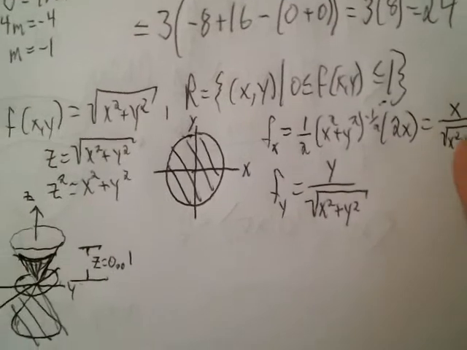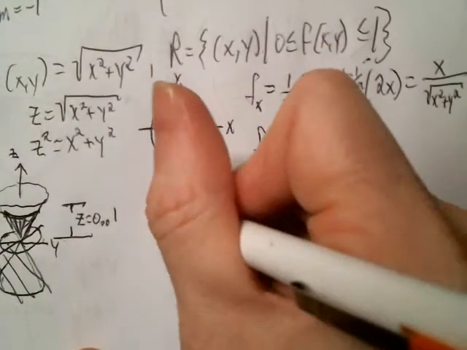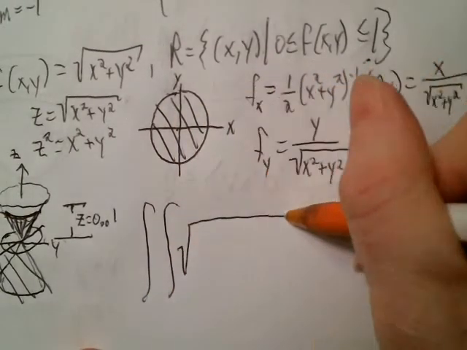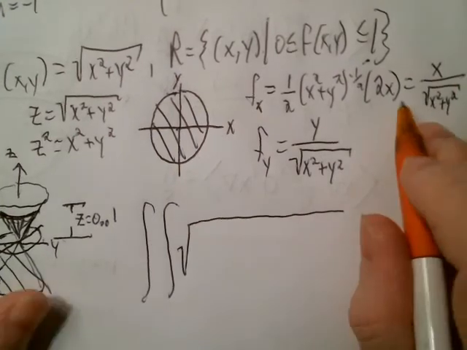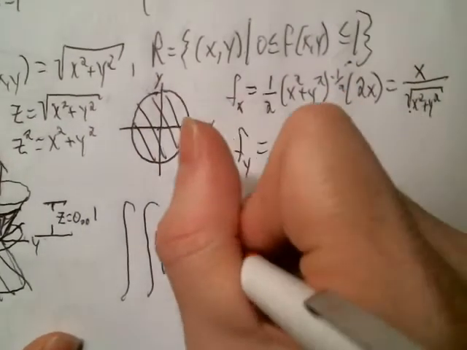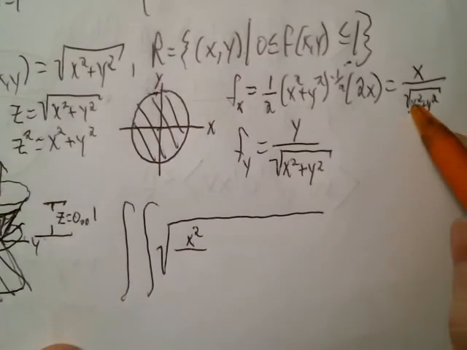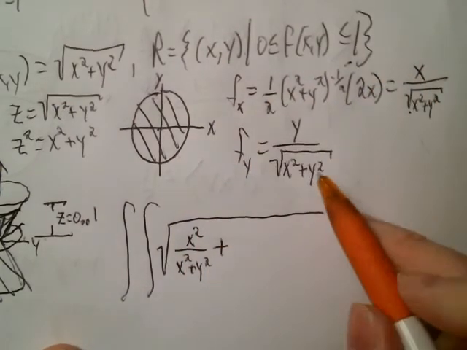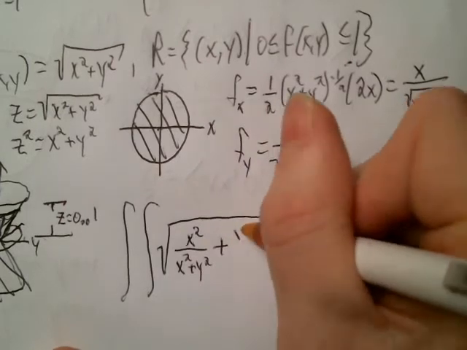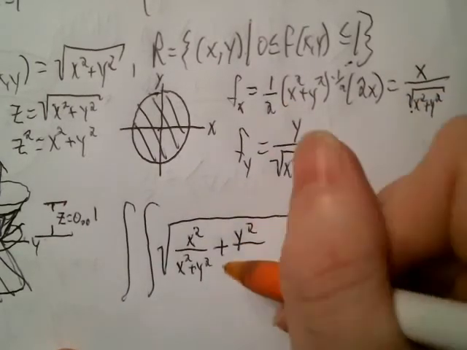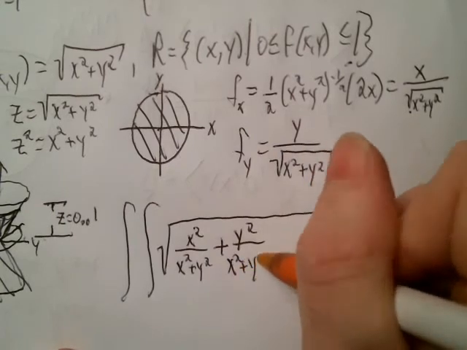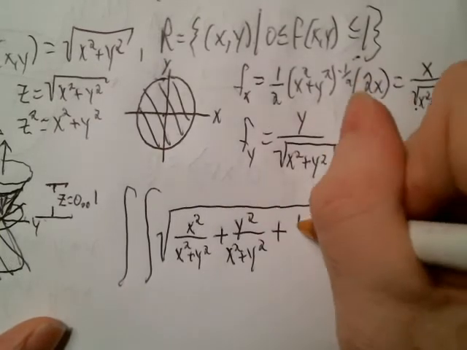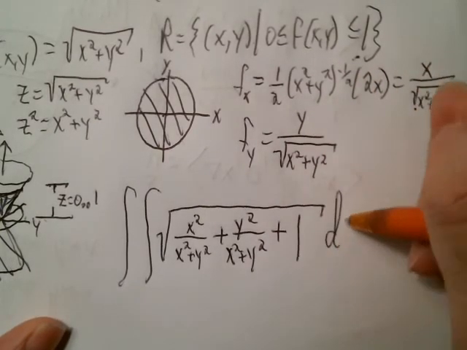So for our double integral, we need to form this big ugly thing, and the point is it's going to simplify. If you square this, the numerator will be x squared, and the denominator and the square root part is going to go away, so you just have x squared over x squared plus y squared. Plus this thing squared: in the numerator I have y squared, and in the denominator the square root part goes away, so you have x squared plus y squared. Plus, finally, you'll have 1, that's just from the formula. And then we have our dA.